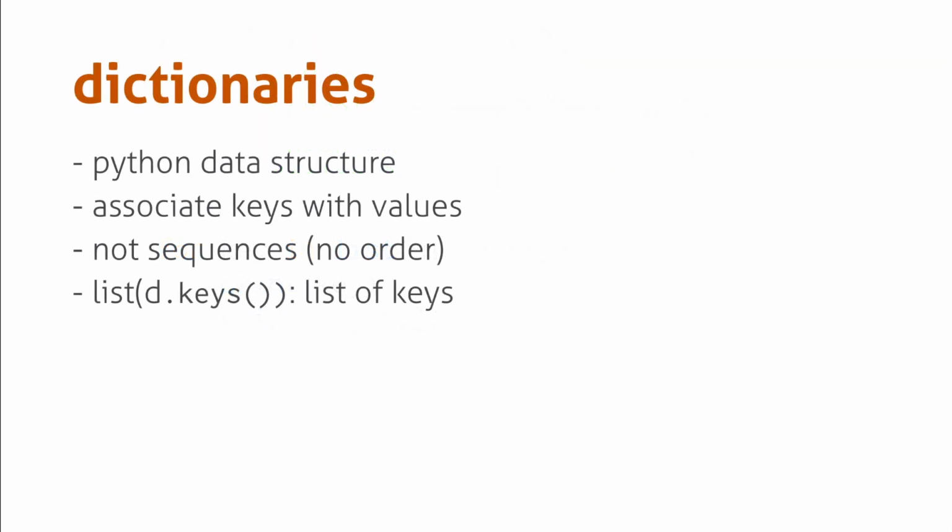So dictionaries are a Python data structure that associate keys with values in no particular order. They have useful methods on them as well, and the most notable one is dictionary.keys.